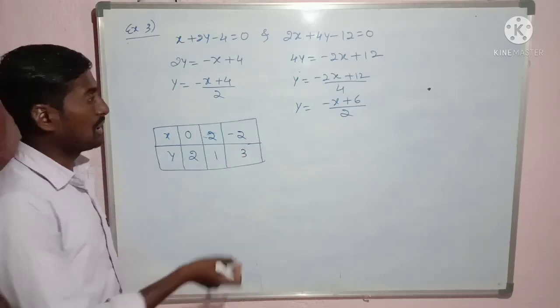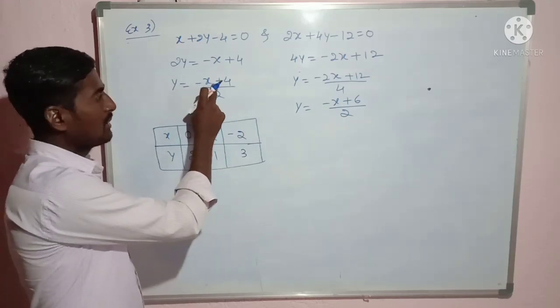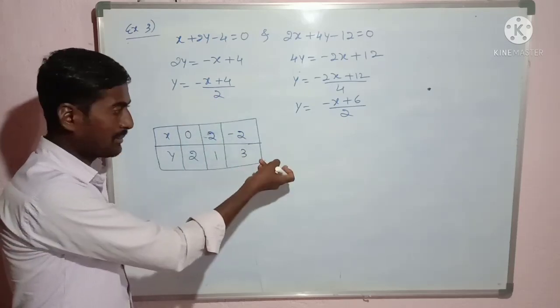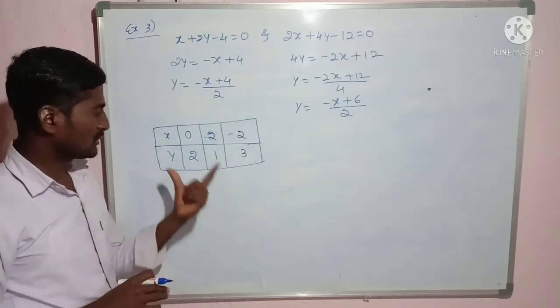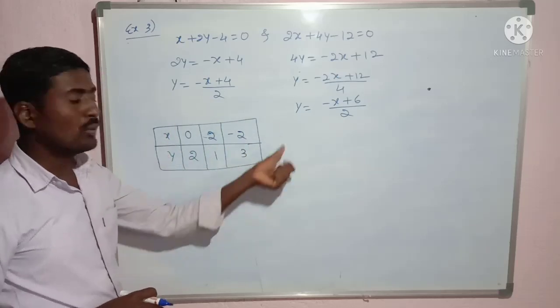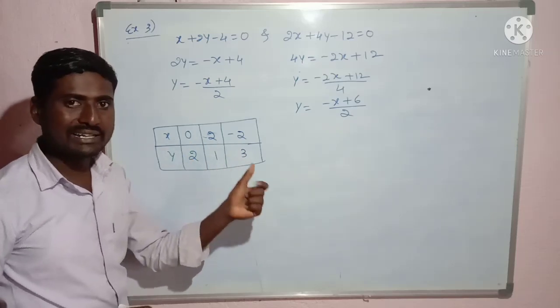Or you can take any other value. I will take x value as 6. So minus 6 it is. Minus 6 plus 4, minus 2. Minus 2 divided by 2 is minus 1 I am getting. Again an integer we will get. So to draw a graph, you should take the values of x such that you get the value of y as an integer.